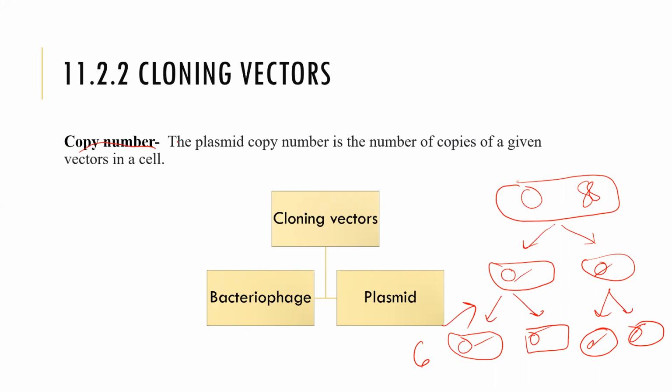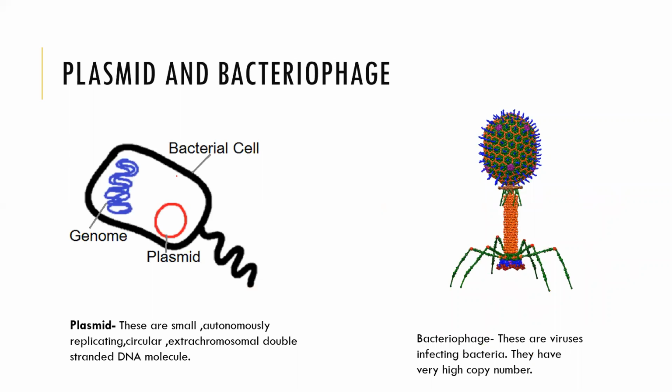So what is copy number? The plasmid copy number is the number of copies of a given vector in a cell. So plasmid and bacteriophage. This black outer corner is referred to as a bacterial cell. It contains a genome, or this blue color, you can say, is the chromosomal DNA. And this red extra circular part is referred to as a plasmid.